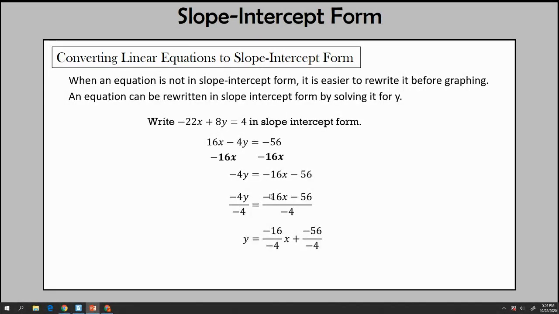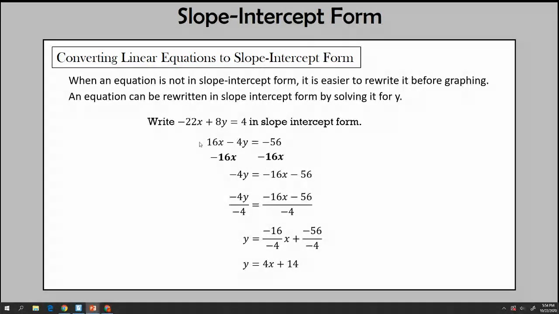What we're going to do on the right is separate these two into two fractions, each divided by negative 4. So I'm going to take negative 16x and divide it by negative 4. And I'm going to take the negative 56 and divide it by negative 4. Okay, so negative 16 divided by negative 4 is 4x. Okay, and the negative 56 divided by negative 4 is positive 14. Okay, so it's now solved for y, and I know the slope is 4 and the y-intercept is 14.